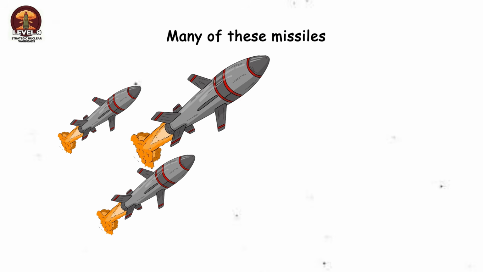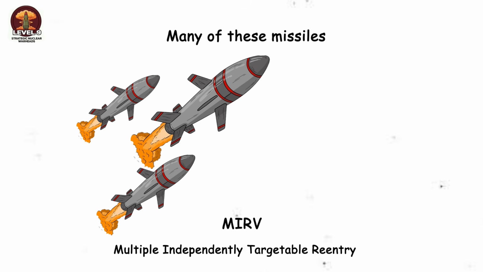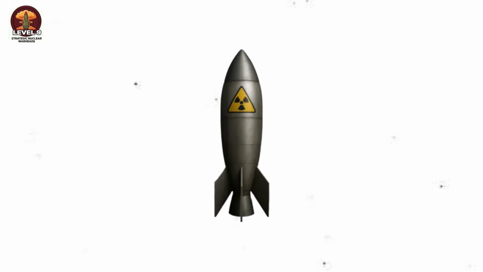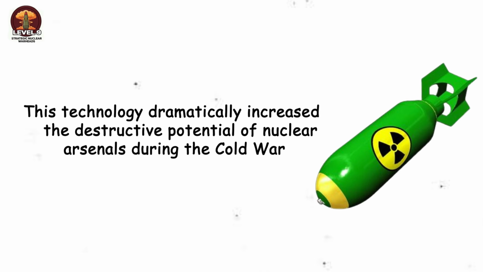Many of these missiles carry multiple warheads using a system known as MIRV, which stands for Multiple Independently Targetable Re-entry Vehicles. A single missile can release several nuclear warheads, each capable of striking a different target. This technology dramatically increased the destructive potential of nuclear arsenals during the Cold War.